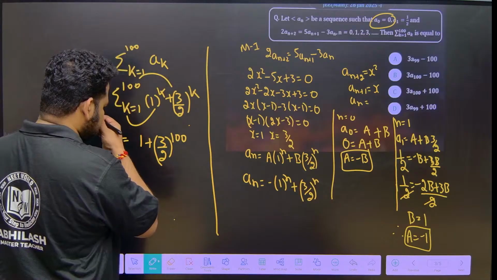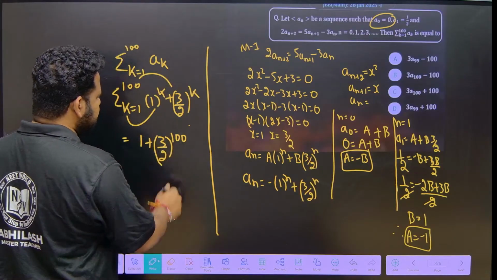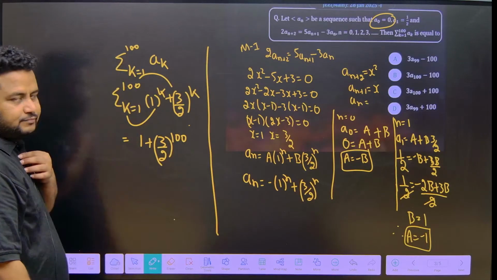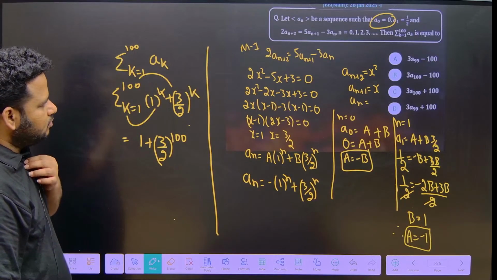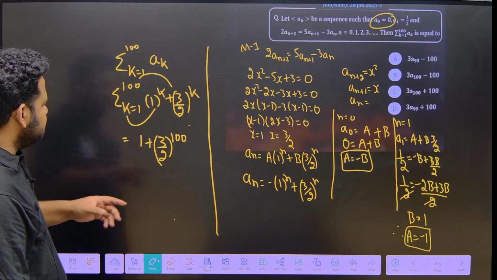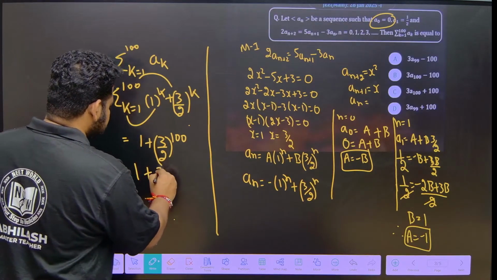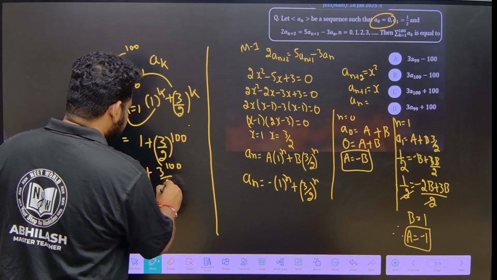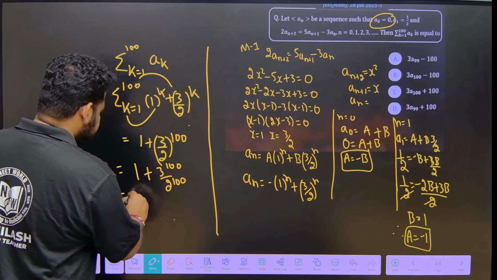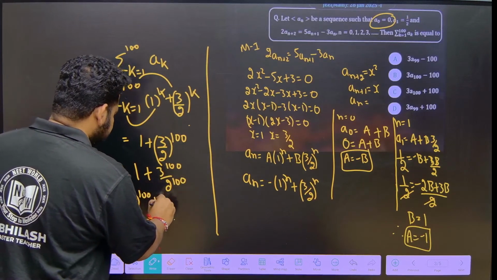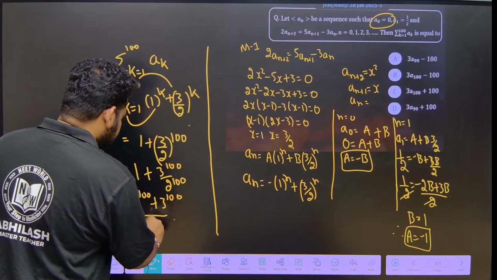Now what I should do is 1 plus 3 by 2 to the power of 100. This is what we have. Now, by looking at the options, this 3 by 2 I can write as 1 plus 3 to the power of 100 by 2 to the power of 100. If I take the LCM, I will get 2 to the power of 100 plus 3 to the power of 100 by 2 to the power of 100.